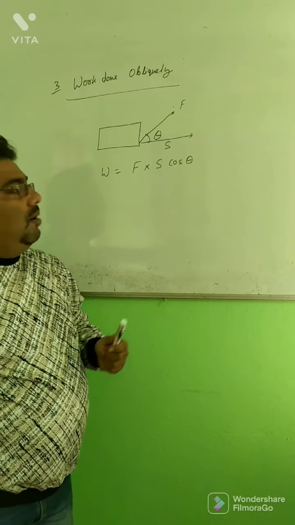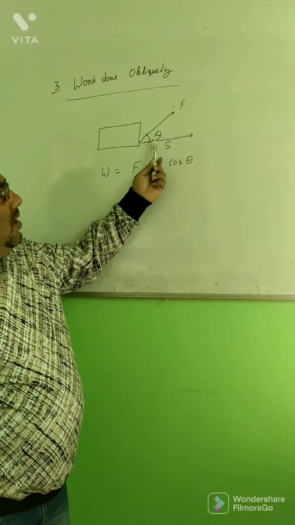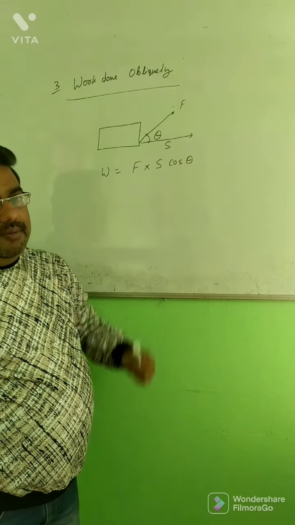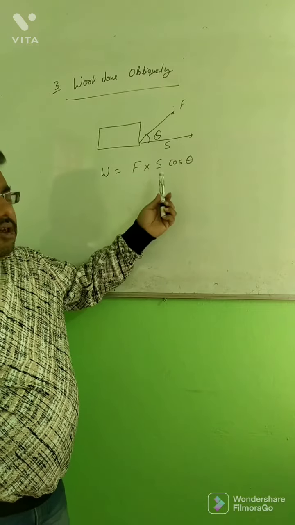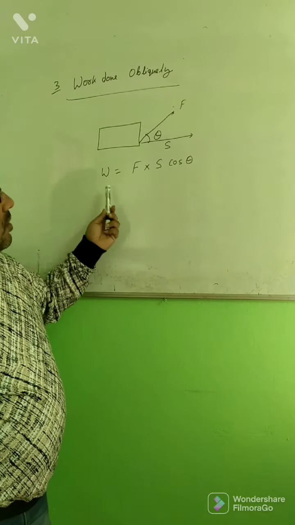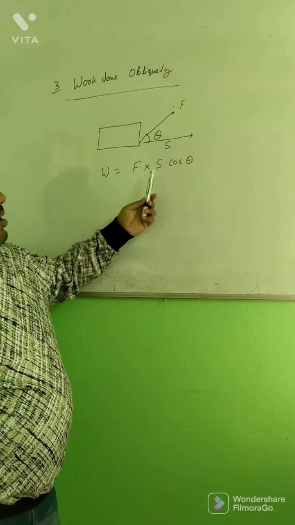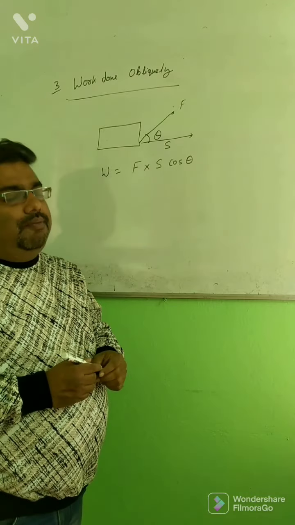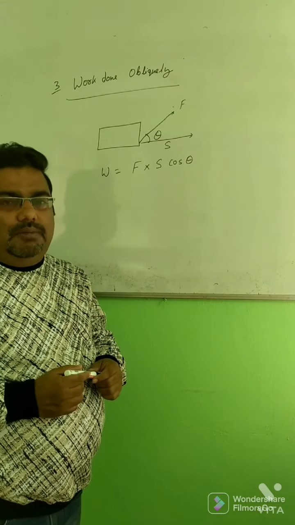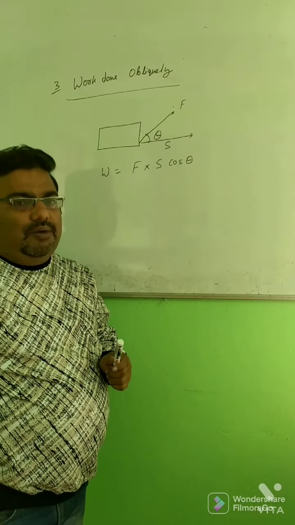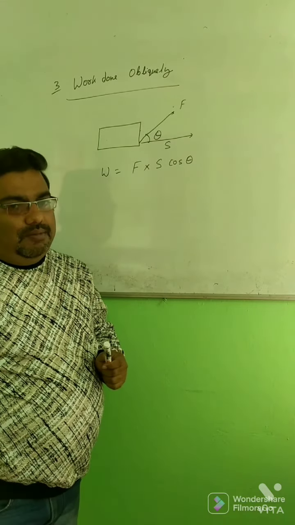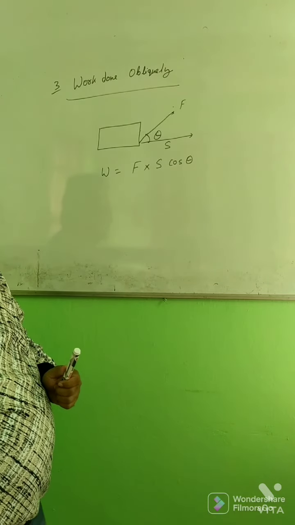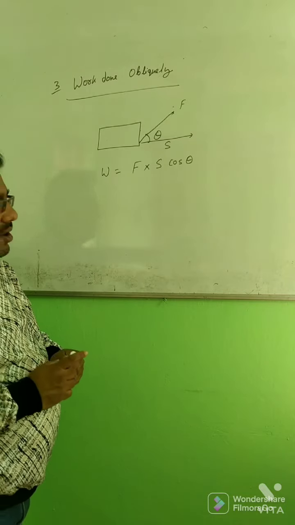Till now you have not learned about trigonometry. For different values of theta, cos theta has different values. So the value of cos theta will be given in your questions when you have to solve the numerical by this formula. For example, if theta is 30 degree, the value of cos theta is root 3 by 2. If theta is 60 degree, the value of cos theta is 1 by 2. Then we can calculate work done obliquely by this formula. Is it clear? These are the three cases of work done.